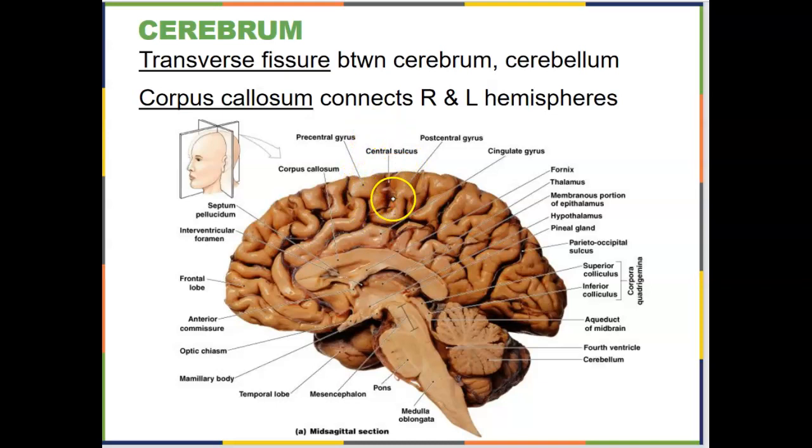Postcentral gyrus, central sulcus. Remember, a sulcus is always a valley. A gyrus is always a peak, like the top of the hill. The fornix and cingulate gyrus, you don't need to know so much about that. Those are more higher level neuroanatomy terms. The thalamus you do need to know, because the thalamus is a part of the midbrain. The epithalamus, you don't need to worry about.